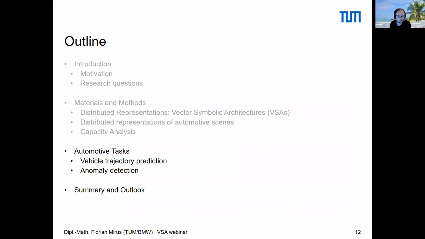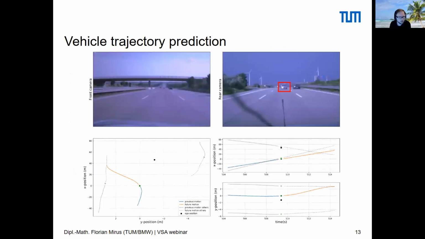And now I want to turn the attention to the task of vehicle trajectory prediction. Basically, I want to start with an example here. In the upper row, you can see the camera images from a BMW prototype vehicle, front view and rear view. The idea, or the question, is how can we predict the motion, or the positions, of the target vehicle, which is indicated by a red box here, for the next couple of seconds.